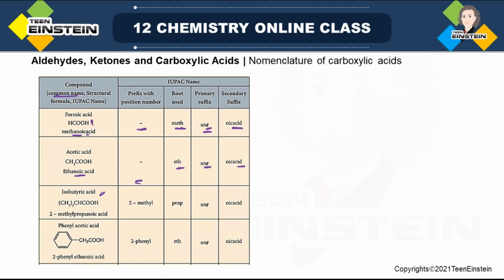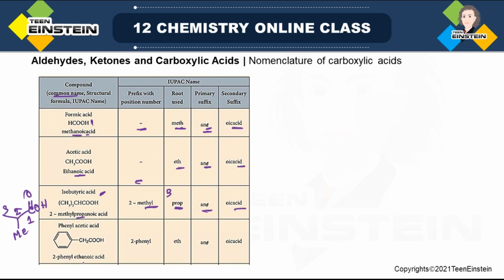Isobutyric acid. This is the common name, but the IUPAC name is 2-methyl propanoic acid. So 2-methyl propanoic acid means COOH, this is 1 carbon. Prop means a total of 3 carbons. At the 2 position there is a methyl. So this is methyl, this is the 2 position, this is the 3 position. Right? The longest chain is 3 carbon, and there is also a prefix at the 2 position. So 2-methyl prop for 3 carbon. It is an alkane derivative, an, the E is removed, then oic acid.